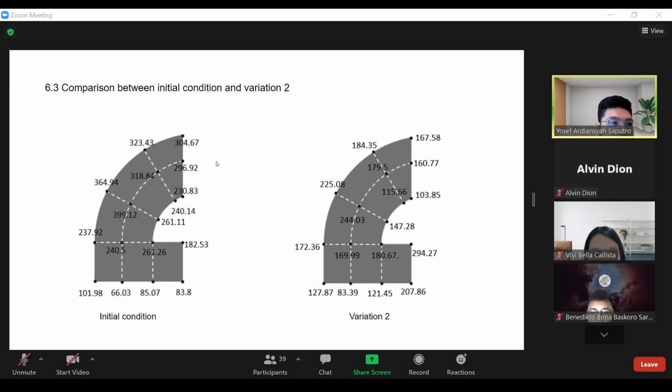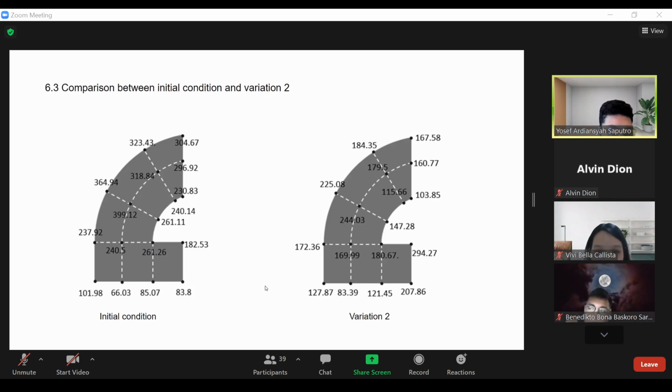Okay, now I will explain the comparison between the initial condition and second variation. On the second variation, the bottom surface is insulated. The temperature on node 3 is lower than the temperature on node 2. The temperature on node 2 is lower than the temperature on node 1. The phenomenon also happens on node 4, 5, and 6.